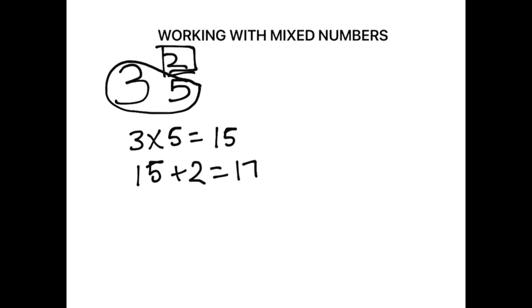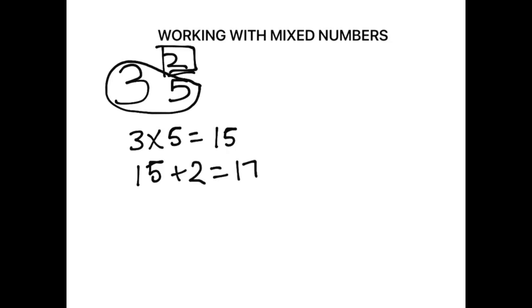So let's look at an example here. 3 is the whole number here, and then 2 over 5. This is our mixed number. We're going to convert this into an improper fraction. Well, step number one, you're going to multiply the denominator and the whole number together. So 3 times 5 is going to equal 15. So we take 15 and we add here our numerator, which is 2, which equals 17.